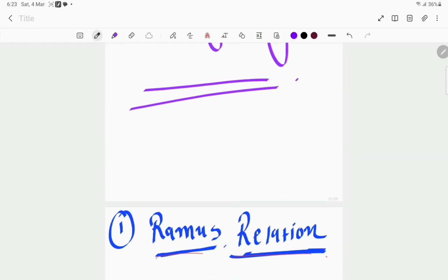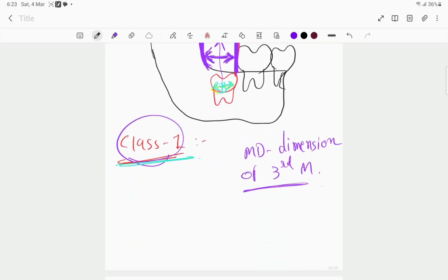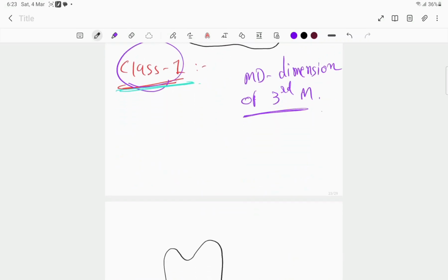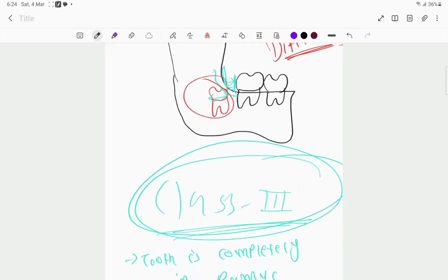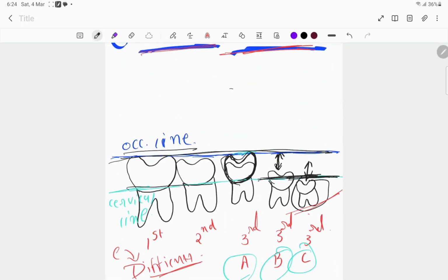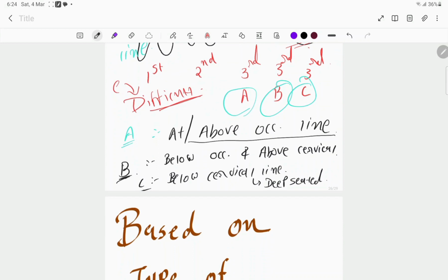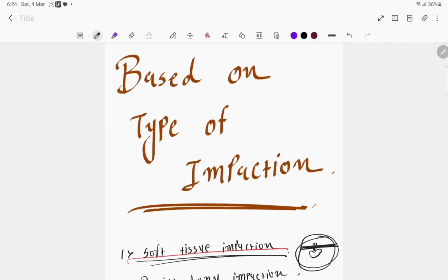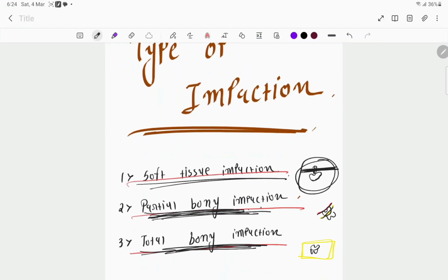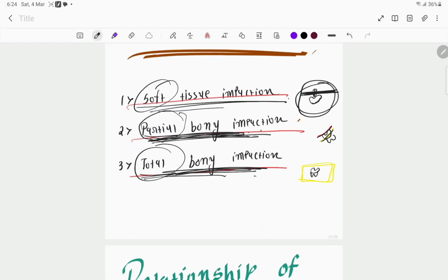Then we covered Pell and Gregory classification, based on ramus relationship, based on space availability. In this we have seen three conditions: in first we have enough space, second not enough space, third no space. In occlusal relationship we have seen it based on the occlusal line and cervical line. In this we have three scenarios: first is at or above the occlusal line, second is below occlusal and above cervical line, third is below the cervical line. Okay, C is the most difficult one. Then we have classification based on type of impaction: soft tissue, partial bony, total bony. That is inside soft tissue, partially in bone and partially in mucosa, and totally in bone.